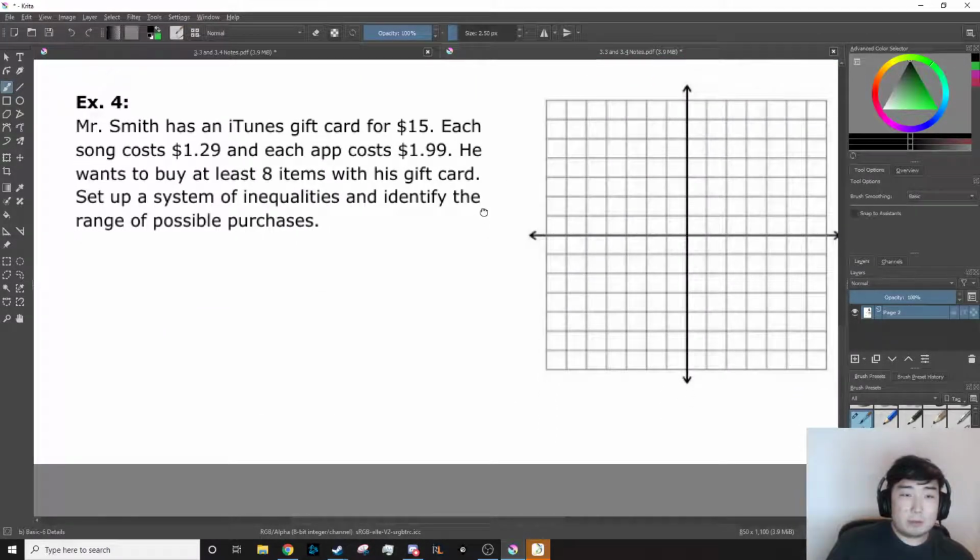Example 4. The last example. Mr. Smith has an iTunes gift card for $15. Each song costs $1.29 and each app costs $1.99. He wants to buy at least 8 items on his gift card. Set up a system of inequalities to identify the range of possible purchases.